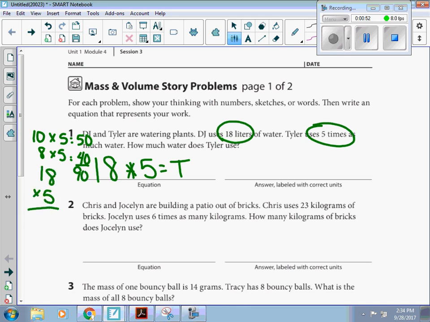If you're really not sure, you could add 18 5 times, but I think that would take quite a long time, so one of these two strategies would probably be better. But we end up with 90, and I want to make sure I label my units, and I'm talking about liters of water. So 90 liters is what Tyler uses.